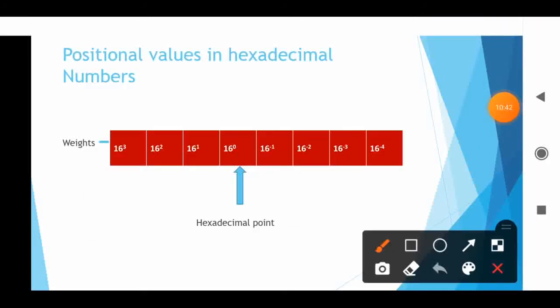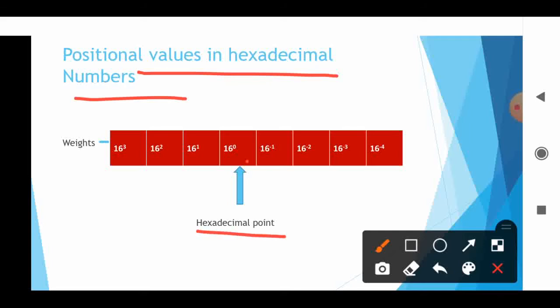These are the positional values in a hexadecimal number. This is the hexadecimal point. How will you represent the value after the point? You start with base 16 power minus 1, 16 power minus 2, 16 power minus 3, 16 power minus 4. Before the point, 16 power 0, 16 power 1, 16 power 2, 16 power 3. So this is the way you represent the positional values in the hexadecimal number system.